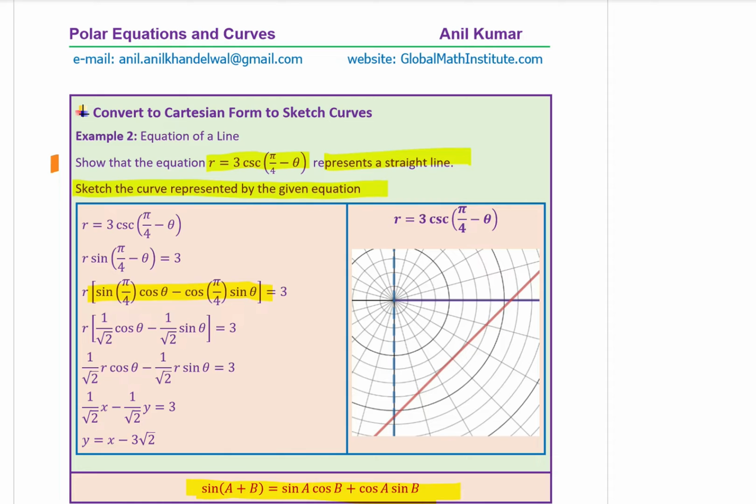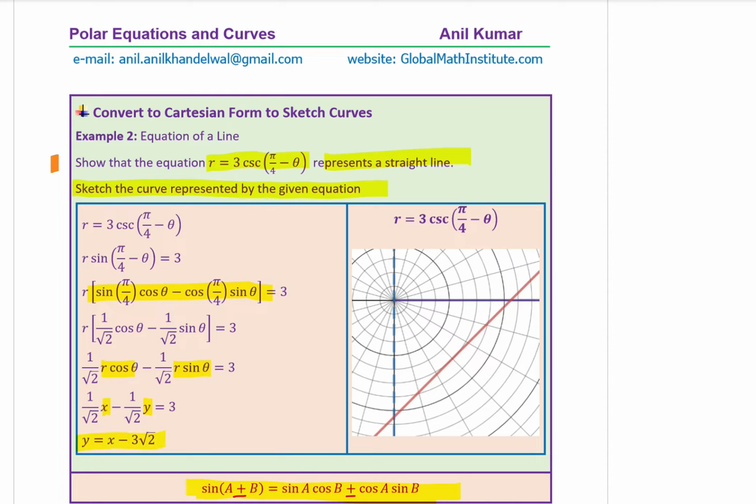So you get what? You get sine pi by 4 cos theta minus cos pi by 4 sine theta. If it is A minus B, then in the center we have minus, and that formula is being applied here. Now we can just expand and simplify. So once you expand, you get the term r cos theta, and you know what r cos theta is, right? So you know r cos theta is x and r sine theta is y. Substitute x and y for r cos theta and r sine theta to get the equation of the line.